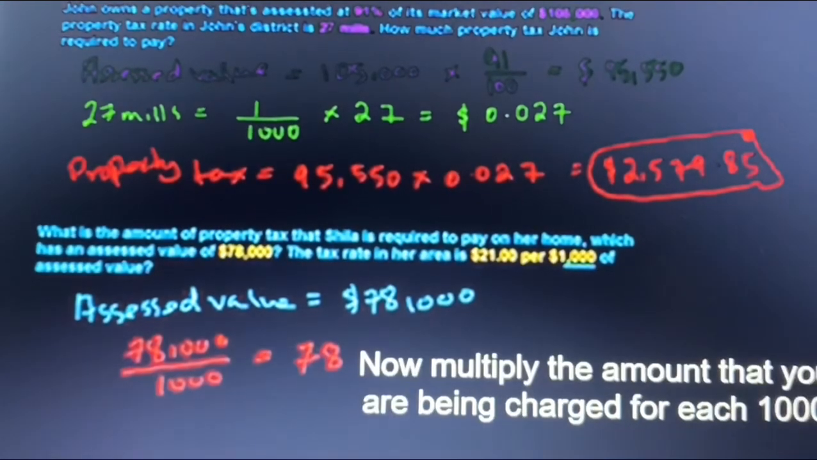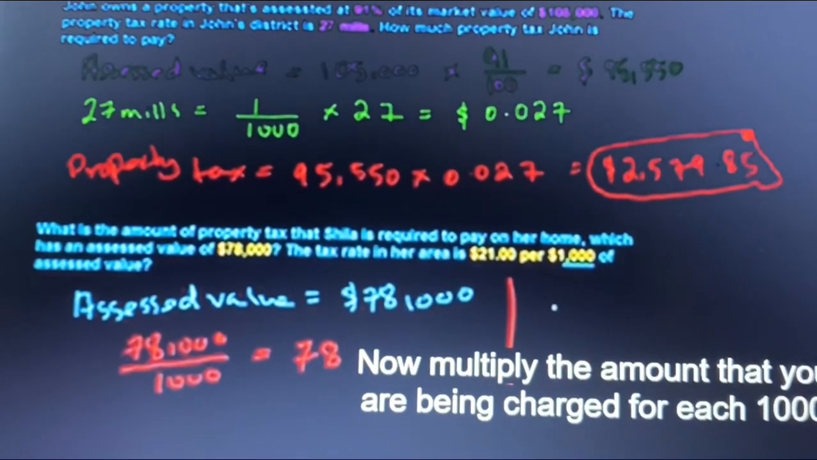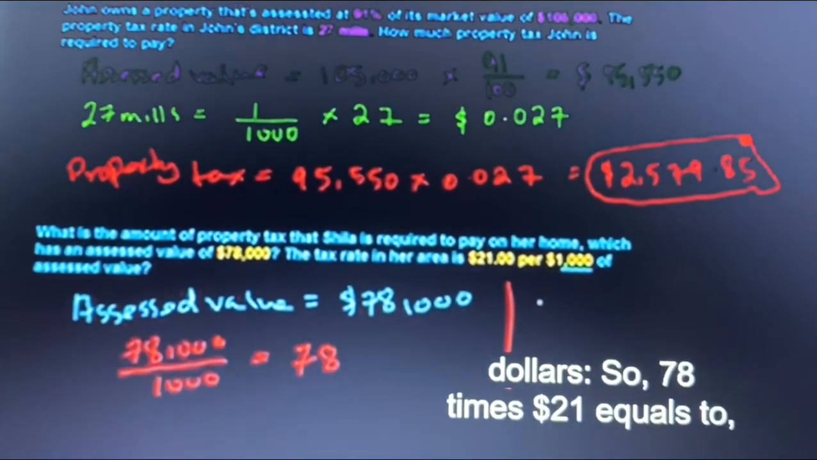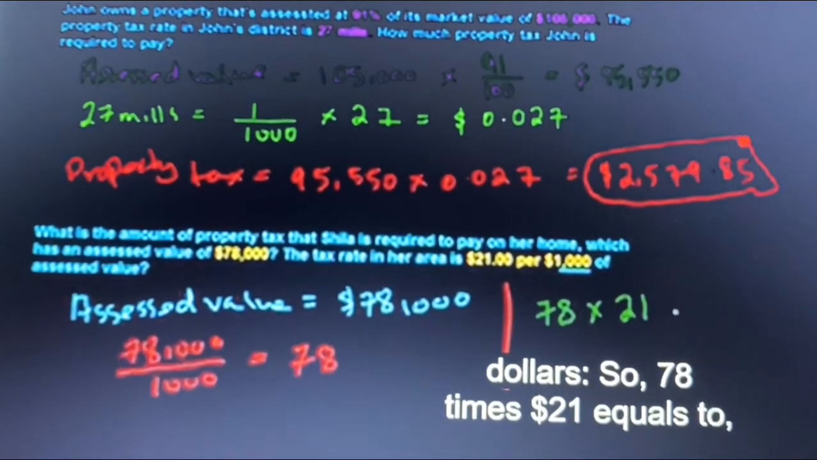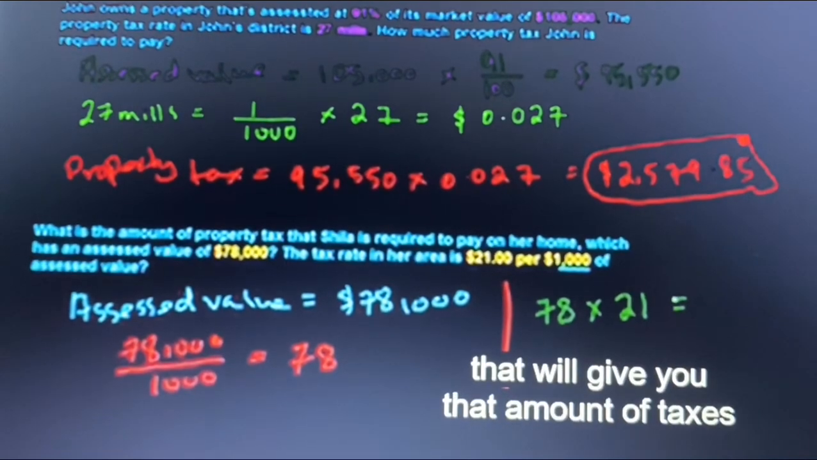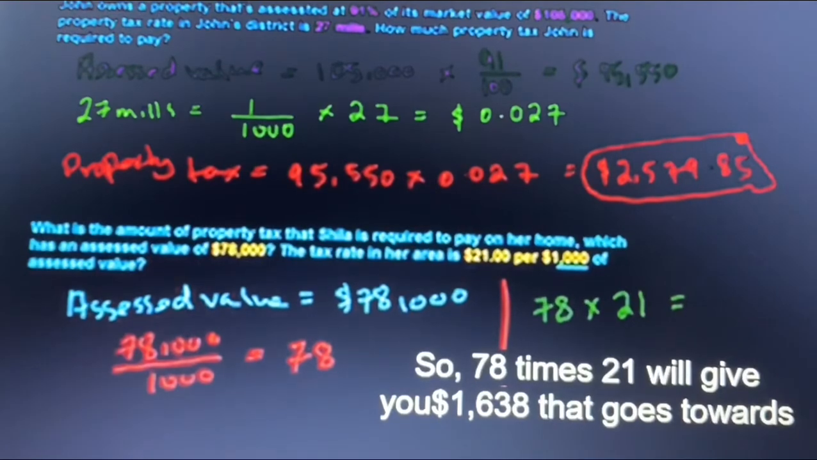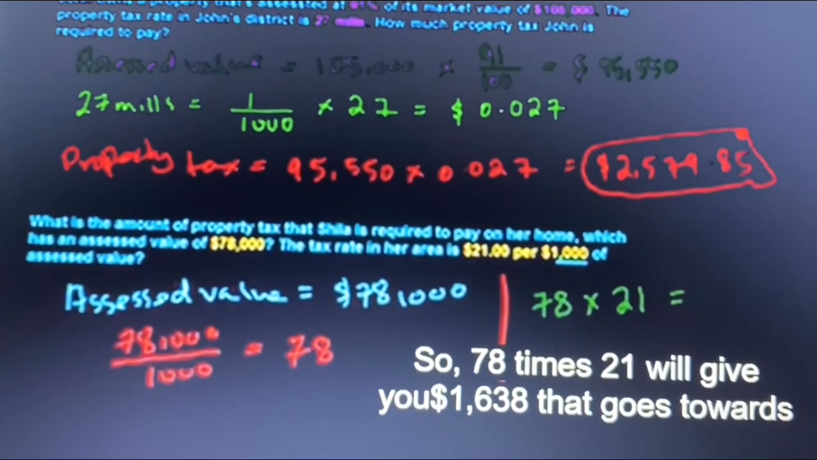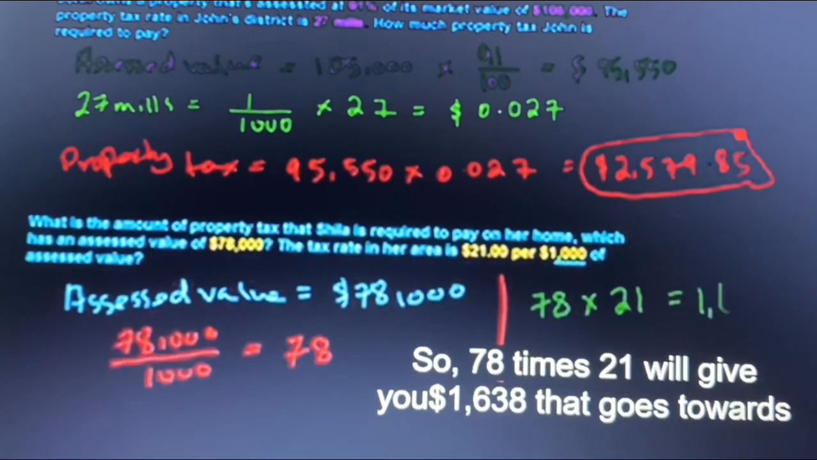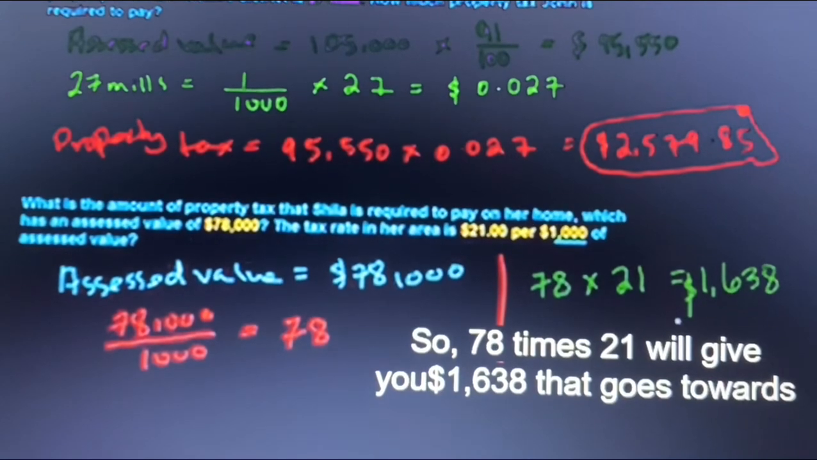Okay, now multiply. Multiply by the amount that you are going to be charged for each $1,000. So 78 times $21 equals, that will give you the amount of taxes that you are required to pay. So 78 times 21 will give you $1,638 that goes towards property tax.